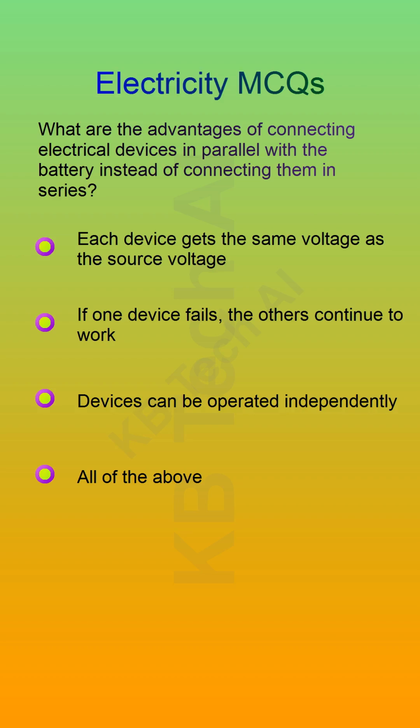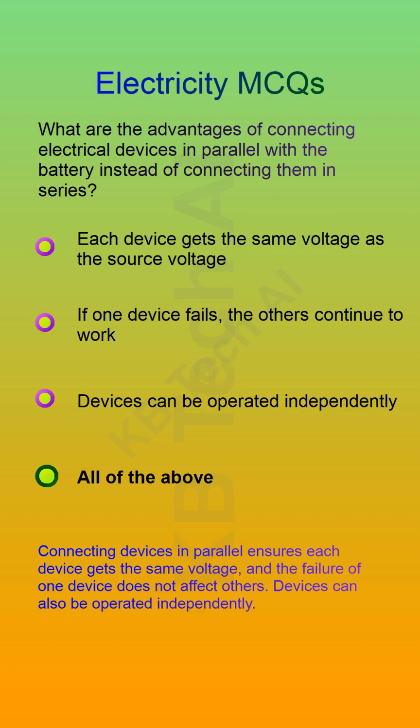What are the advantages of connecting electrical devices in parallel with the battery instead of connecting them in series? Option 1, each device gets the same voltage as the source voltage. Option 2, if one device fails, the others continue to work. Option 3, devices can be operated independently. Option 4, all of the above. The answer is, option 4, all of the above.